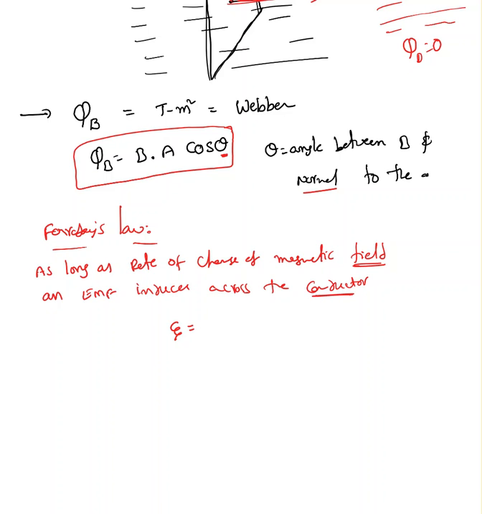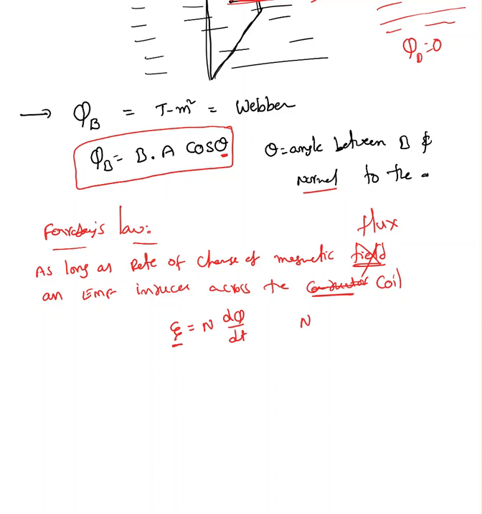Now I'm going to change this a little bit. Actually Faraday did. I'm going to rewrite Faraday's law again. As long as there is a rate of change of, instead of magnetic field, magnetic flux, and an EMF induced across, instead of one conductor, a coil. So as long as there is a rate of change of magnetic flux, an EMF is induced across that coil, and that E equals d phi by dt.